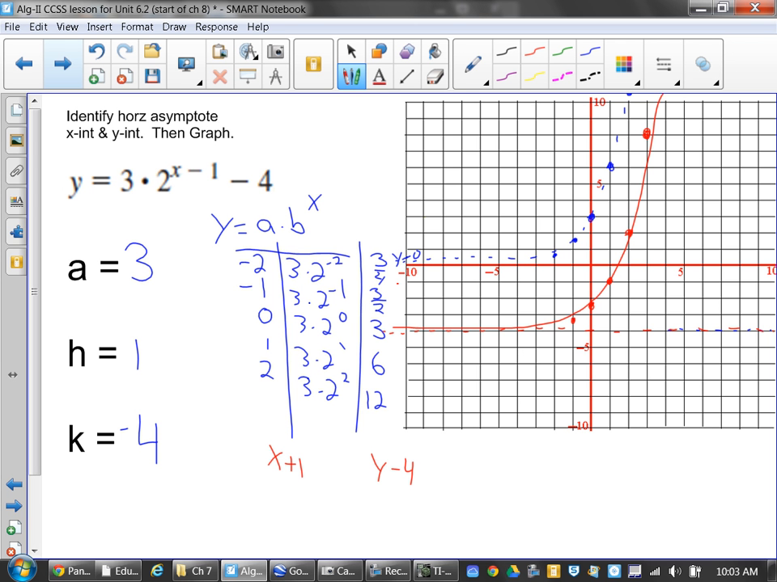So what's the new horizontal asymptote? The new horizontal asymptote is at y equals -4. Because remember, your original asymptote's at y equals 0, so your k value becomes your new horizontal asymptote. And that's something you can always count on. That's always going to happen. All right?